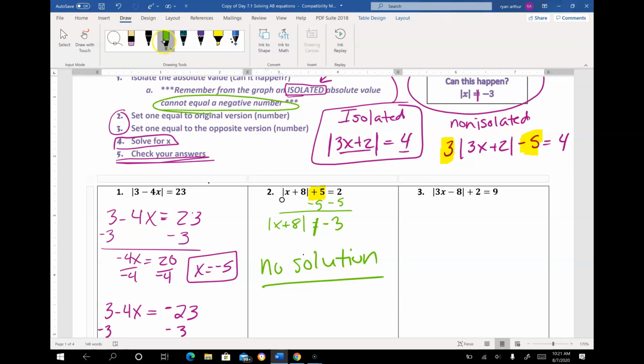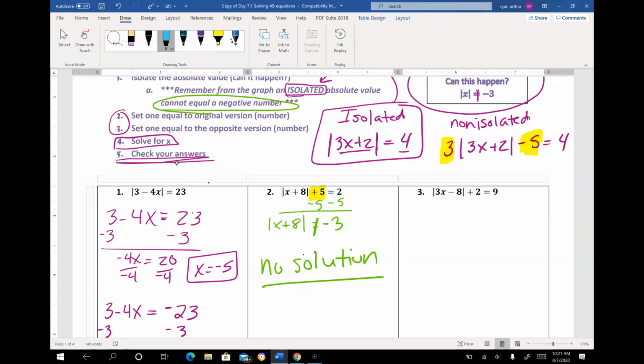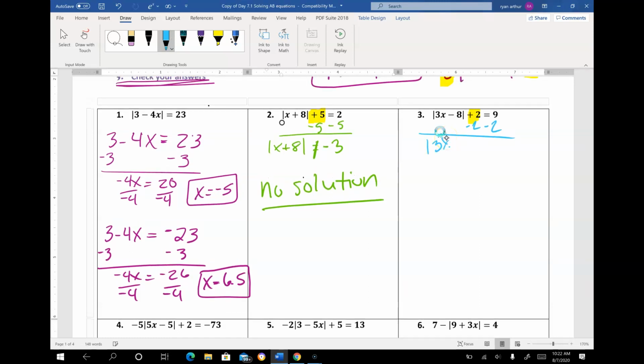Number 3. Let's do number 3. So, number 3, again, it is also not isolated. Okay? So, we need to make it isolated, and what we see is that this plus 2 is on the outside, and we need to get rid of it. So we're going to say, just like we did with the 5, we're going to subtract a 2 on both sides, and we get the absolute value of 3x minus 8 equals 7. So this time we isolated it, and it equals a positive number. So we're good, and we can set up our two cases now.